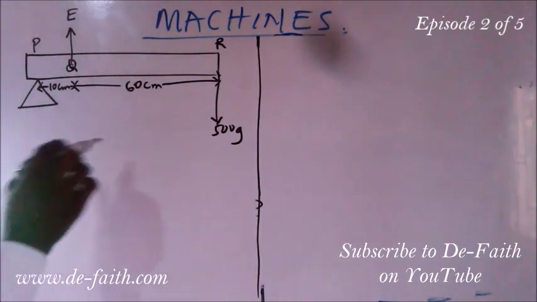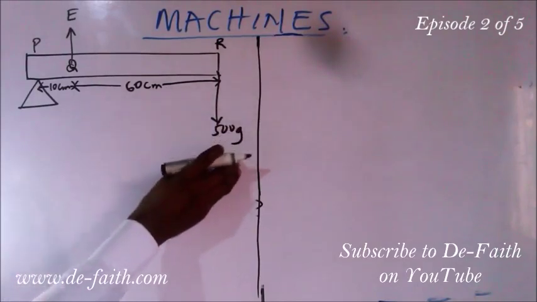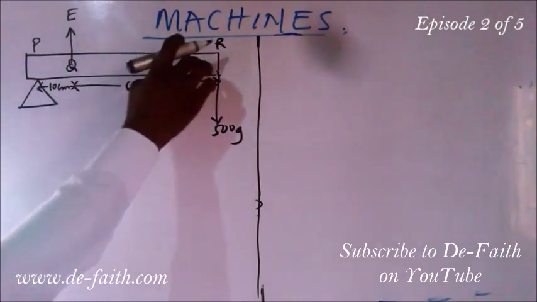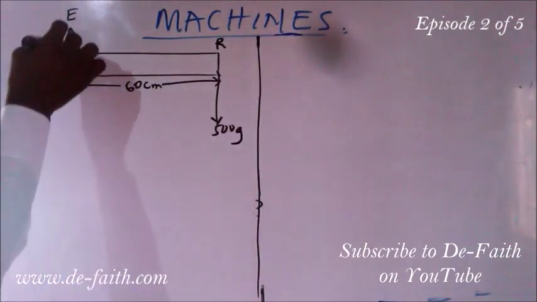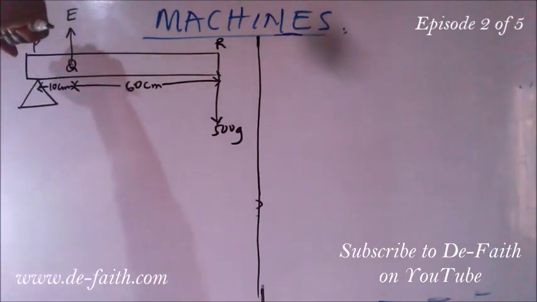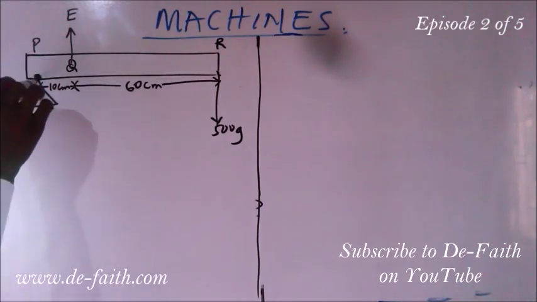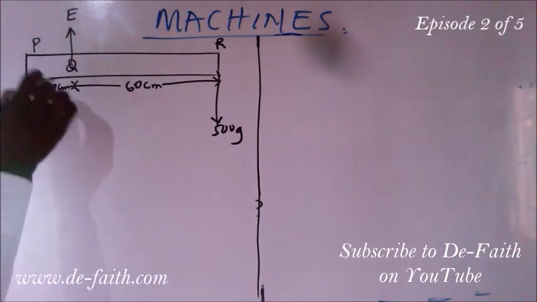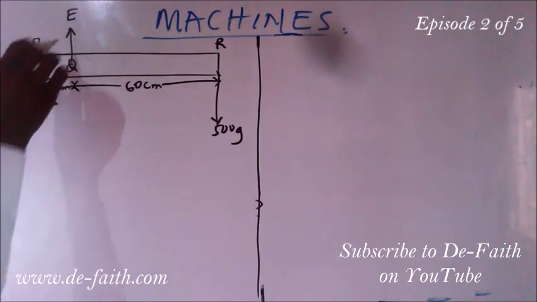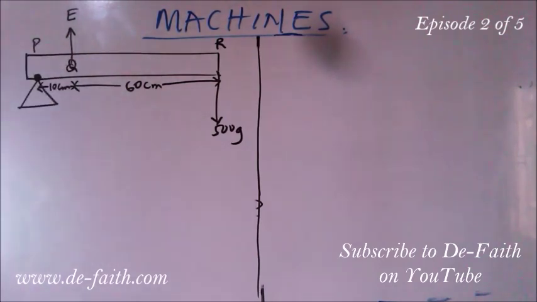Now here we have a load of 500 grams, which is pulling this ruler down, and we have an effort over here which is balancing it. We have to calculate the effort. So it's about taking moment about a point, which is the fulcrum. To take moment about this point, we will consider the clockwise movement and the anti-clockwise movement of these forces.